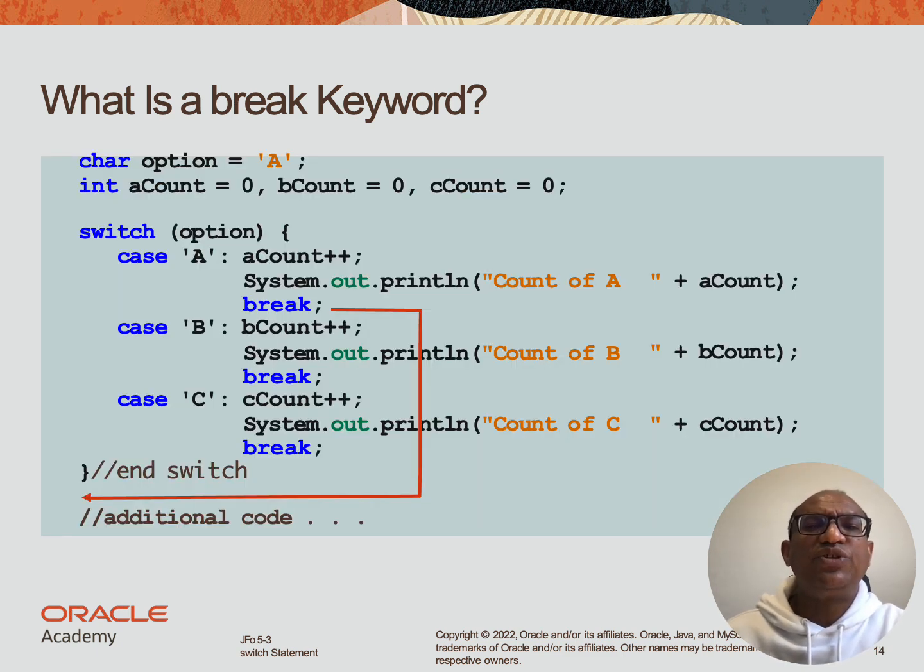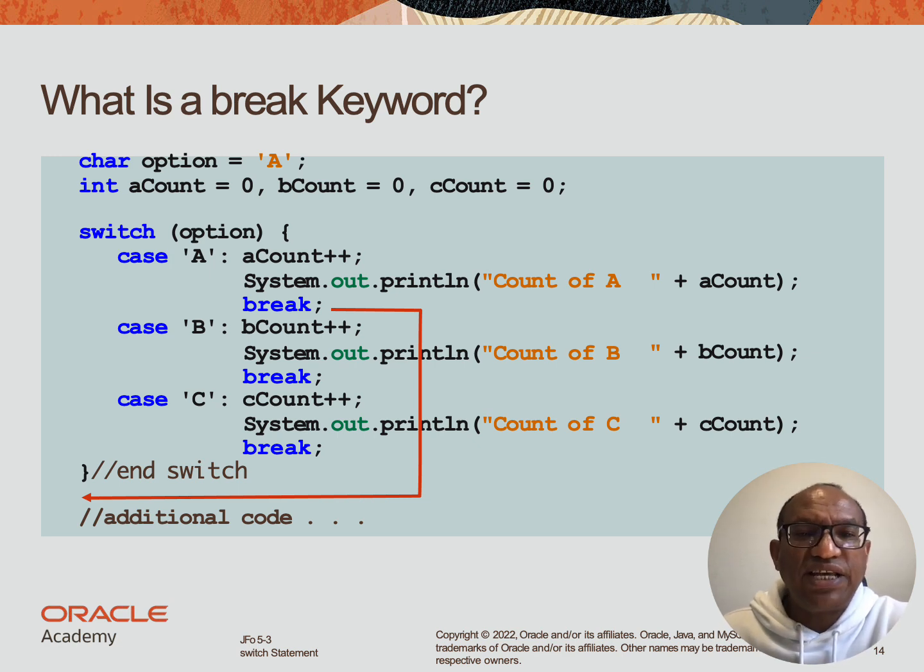This code example demonstrates the use of break with each case. When the value of the option is A, the control jumps to the first case statement. The value of count A is incremented by 1. Because of the break statement used in this case statement, control is transferred outside the switch statement, and the other two case statements aren't executed. Therefore, the output will be count of A is 1.